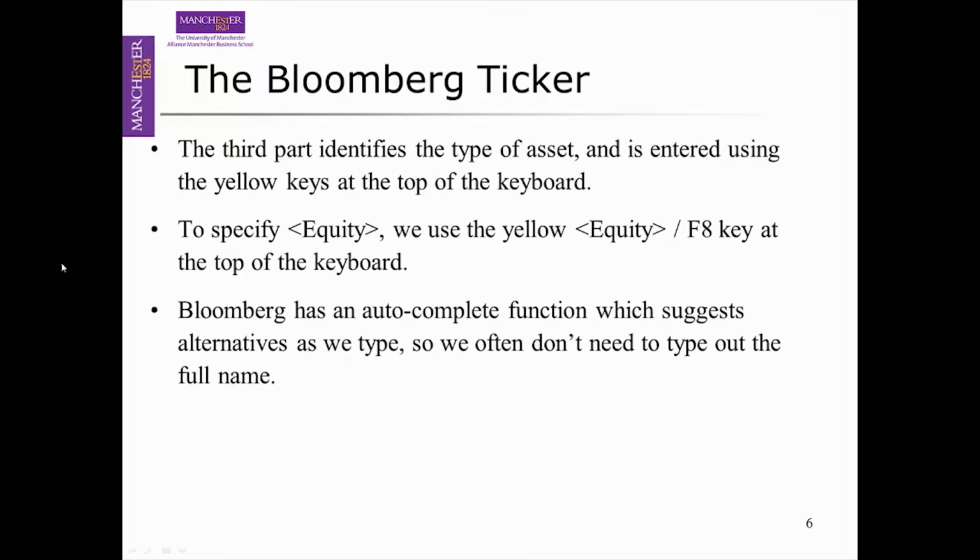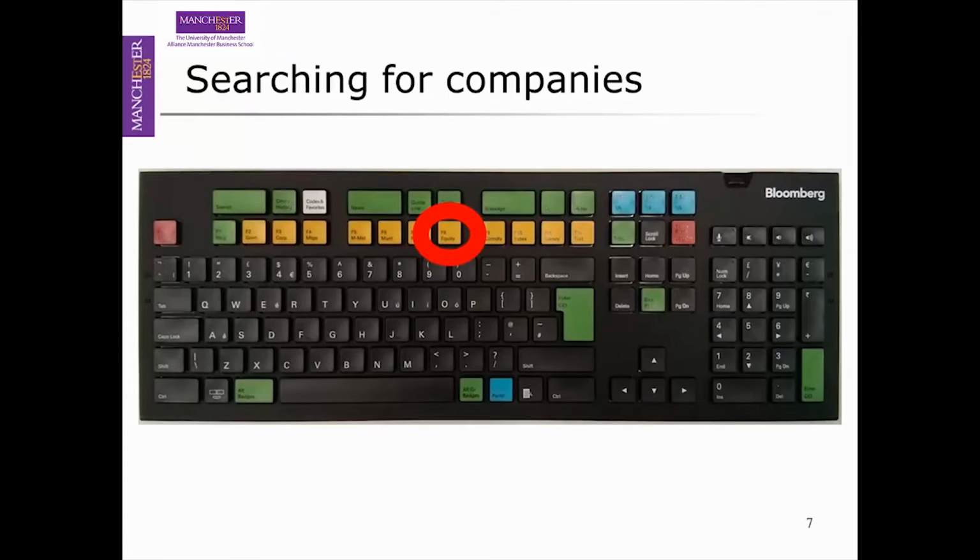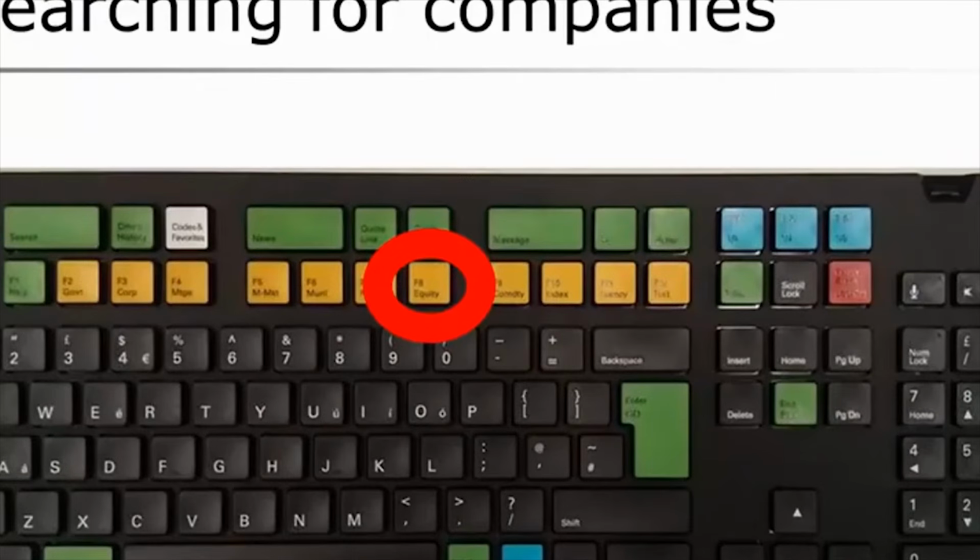The third part identifies the type of asset and is entered using the yellow keys at the top of the keyboard. To specify an equity, we use the yellow equity or F8 key at the top of the keyboard. Bloomberg has an autocomplete function which suggests alternatives as we type, so we often don't need to type out the full name. And this is the yellow equity key at the top of the keyboard.